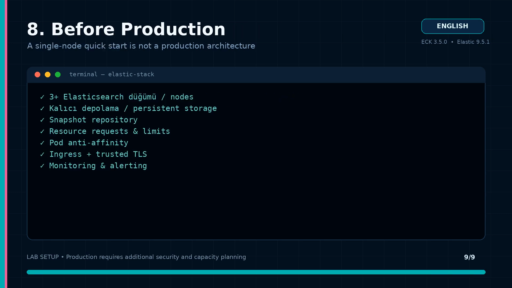The installation is complete. Before going to production, configure at least 3 Elasticsearch nodes, capacity-planned persistent storage, a snapshot repository, resource requests and limits, pod anti-affinity, trusted TLS, monitoring, and alerting. A single node k3s cluster and the default 1 GB volume are only a starting point. When changing versions, check compatibility between ECK, Elasticsearch, Kibana, and Kubernetes. Use the official documentation links in the description to verify the latest commands.